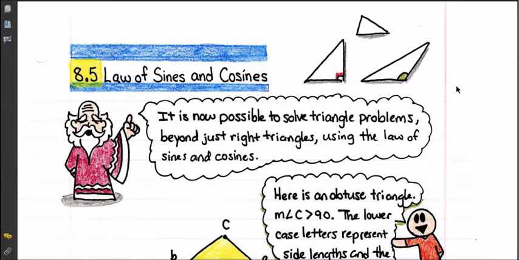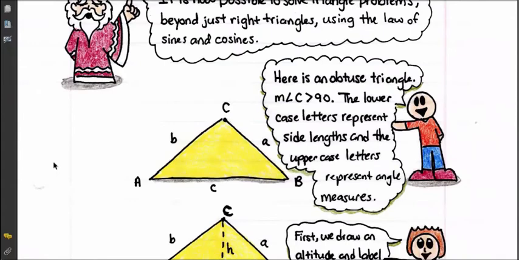There is a way. There are two laws that we're going to learn today that are applicable not only to right triangles, but to all other kinds of triangles. And we're going to learn how to use these laws appropriately and how to use them to solve correctly and clearly the problems that we're going to be given. So let's go ahead and begin with the following situation here. Here is an obtuse triangle. The measure of angle C is larger than 90. The lowercase letters represent the side lengths, and the uppercase letters represent the angle measures.